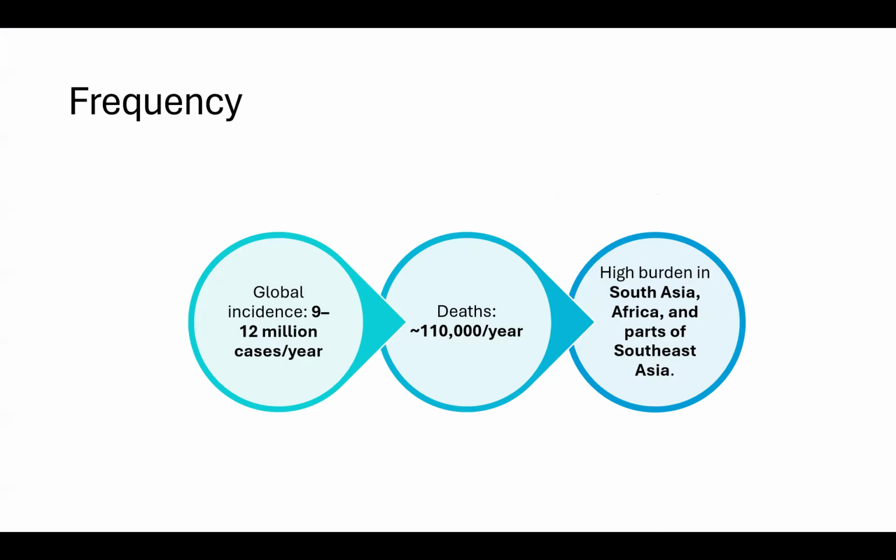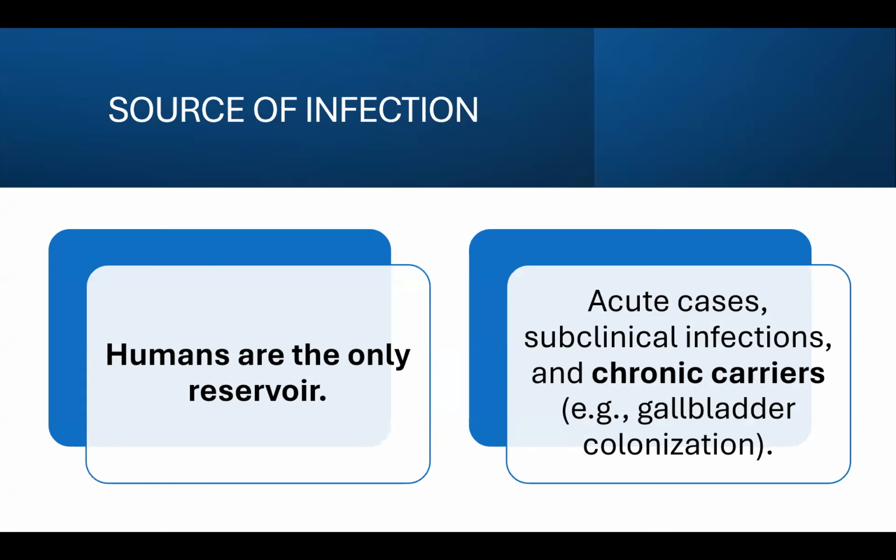It is a very frequent disease. Global incidence is 9 to 12 million cases per year, leading to approximately 100,000 or even more deaths per year. And as explained, the highest burden is in South Asia and some countries in Africa.